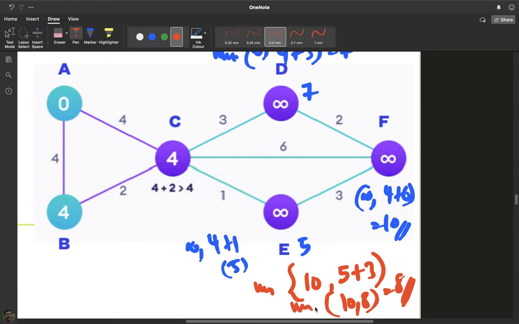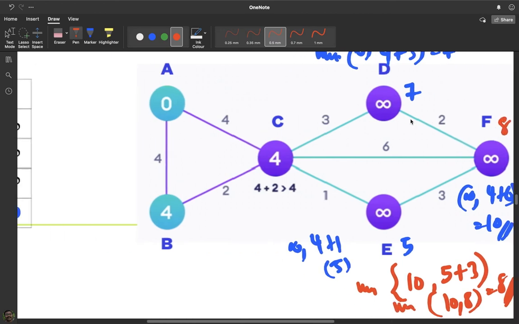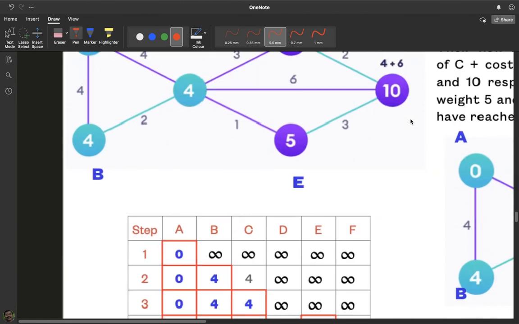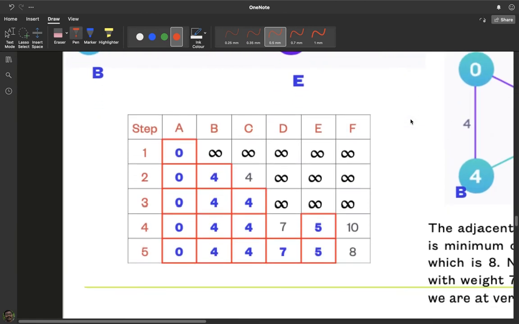So the minimum of 10 comma 8. The weight of F will now be revised to 8. So you will write it here. I have revised the weight of F to 8 here. So this is the right thing here. Already this is there.